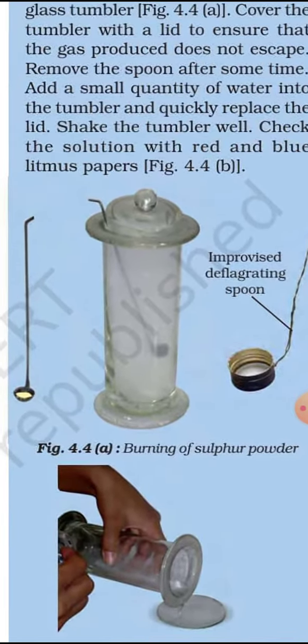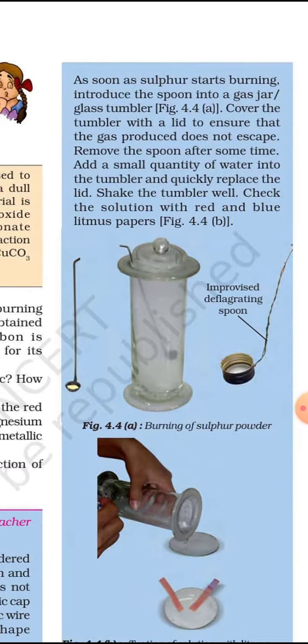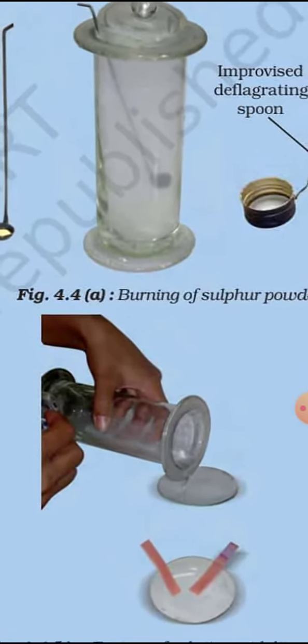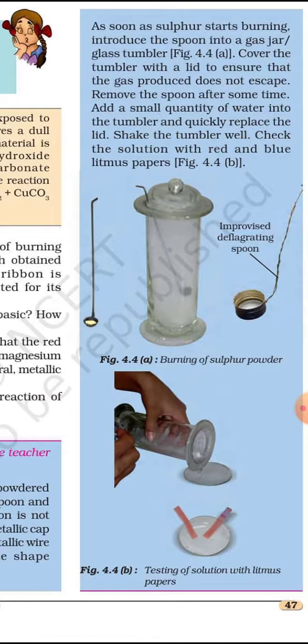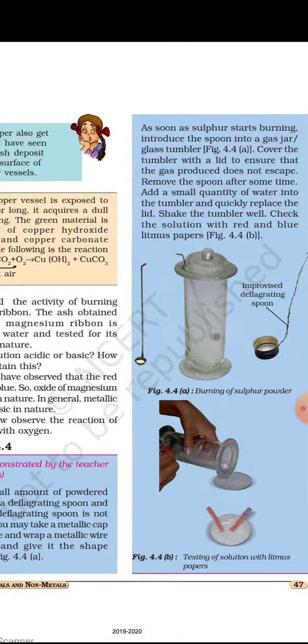Check the solution with red and blue litmus paper. When you treat the solution with red litmus paper, the color doesn't change. The blue litmus paper changes into red color. So it has an acidic nature. Burning sulfur powder gives an acidic nature.